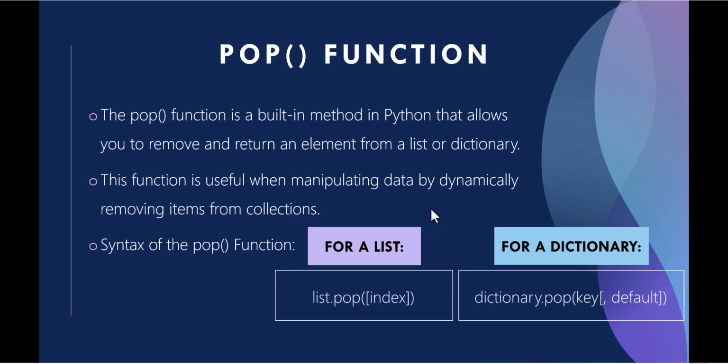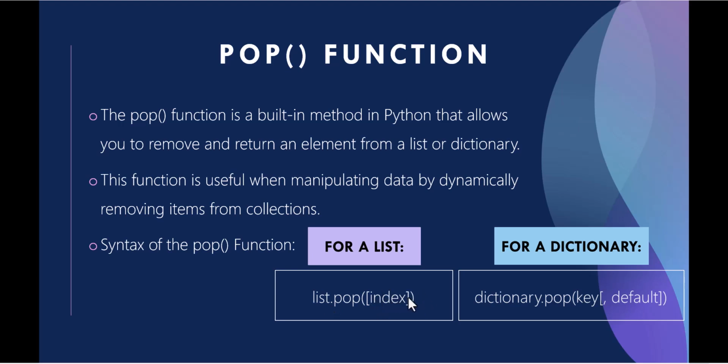Now I'll explain the pop function. The pop function is an inbuilt method in Python that allows you to remove and return an element from a list or dictionary. Pop is mostly used in lists and dictionaries to remove and return the element. This function is used when manipulating data by dynamically removing items from collections. For example, if we have a collection of data in a list or dictionary and want to make some changes in the existing list or dictionary, or dynamically remove items from them, we will use the pop function. The syntax of the pop function is, for a list, list.pop.